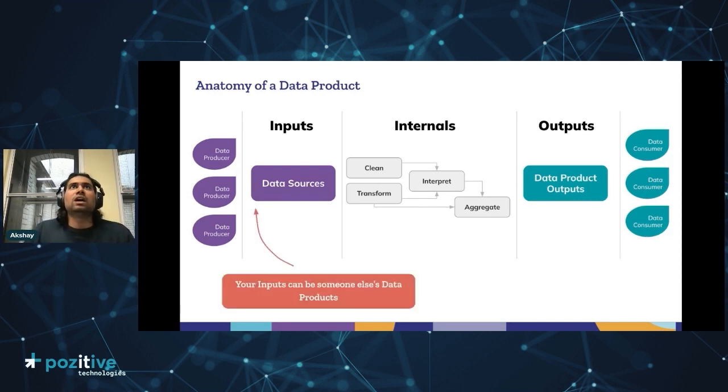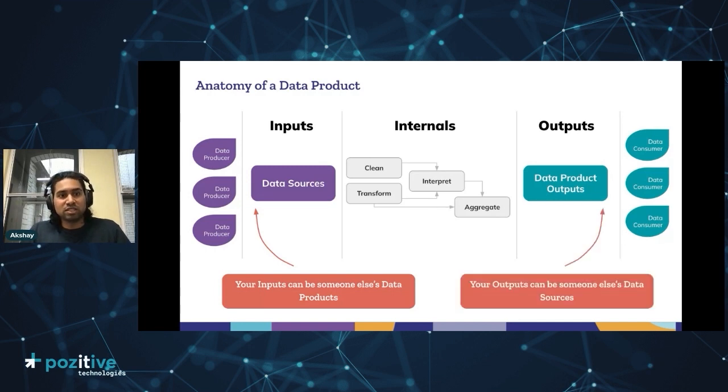A couple of callouts over here. One thing to remember is that your inputs can be someone else's outputs, and similarly, the outputs that you're producing can be someone else's data sources. The reason I'm calling this out is that in this business, we started to see these networks form, where people were consuming data from a different team, transforming it, making their own data product, and then someone else was using it further downstream. So it started to create this network of data products.